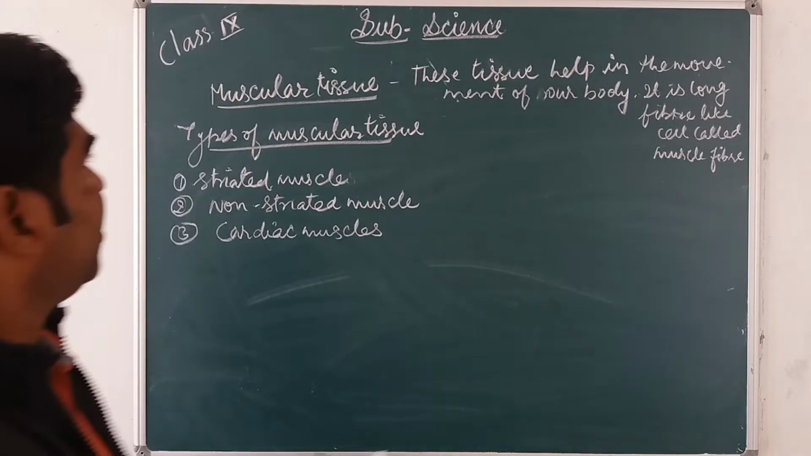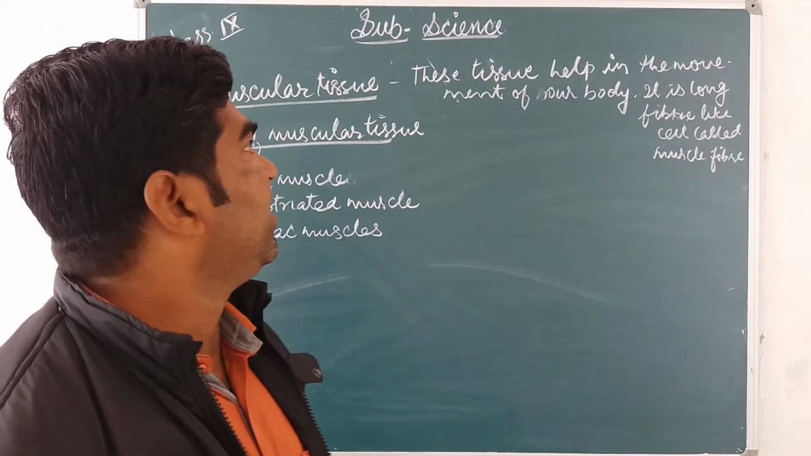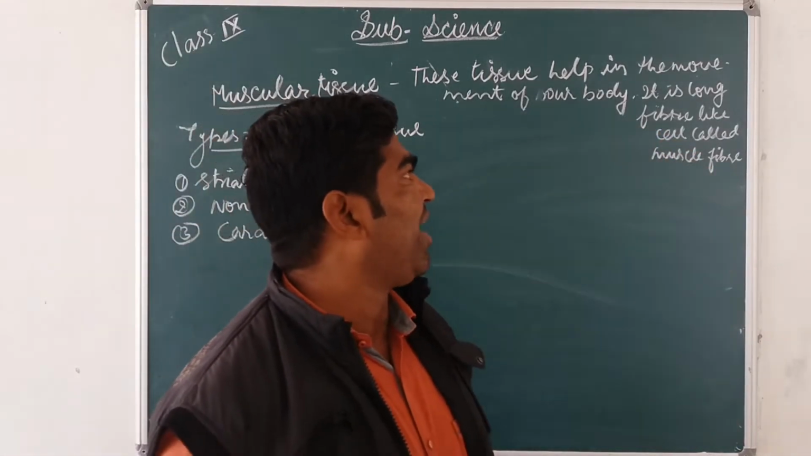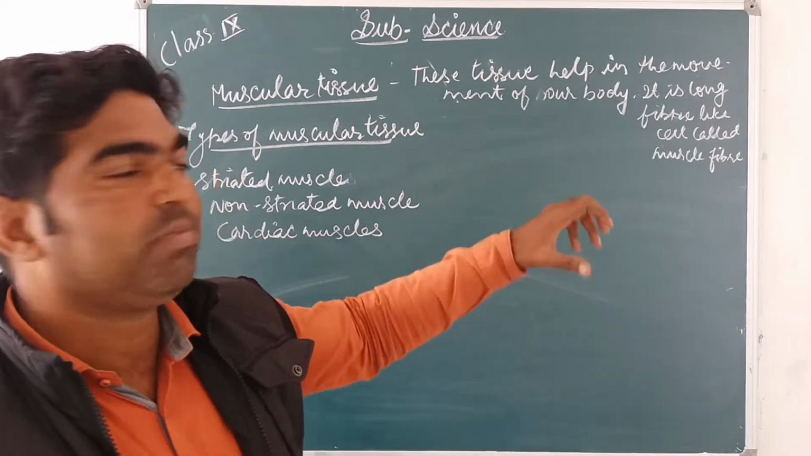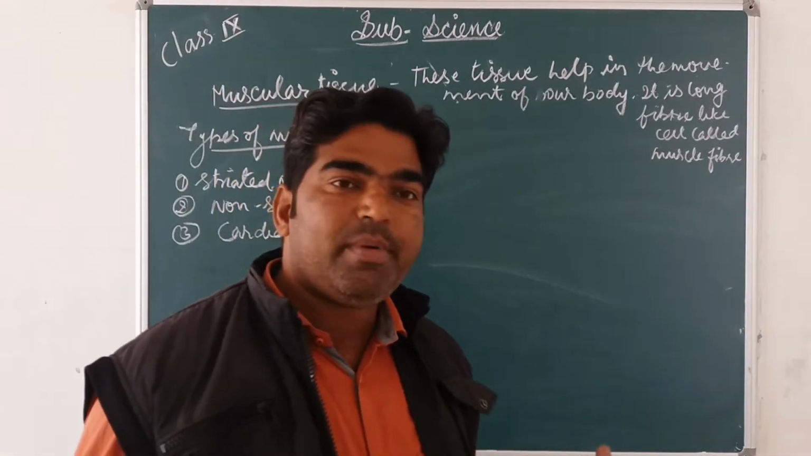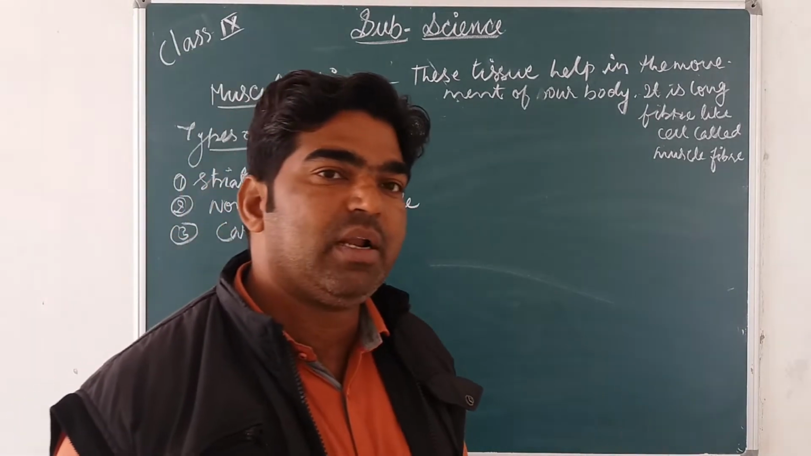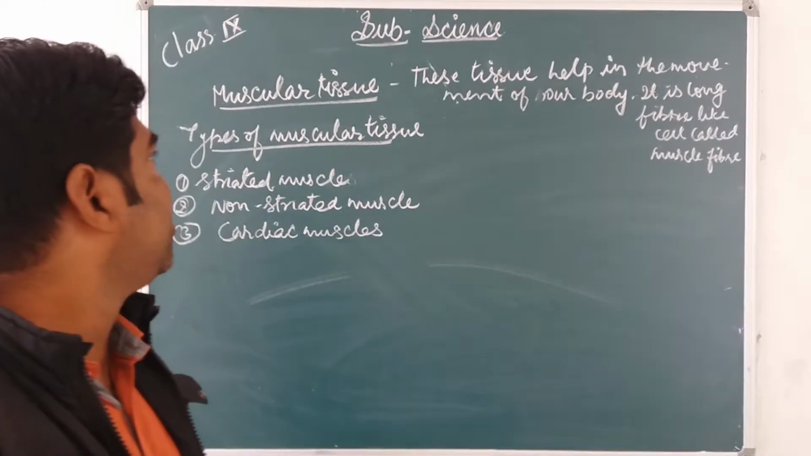So next is the muscular tissue. These tissues help in the movement of our body, and it is a long fiber-like cell called a muscle fiber. Means this muscular tissue helps in the movement of our body parts. Whatever body parts or organs we can move according to our will, this is due to what? This is due to the presence of this muscular tissue.